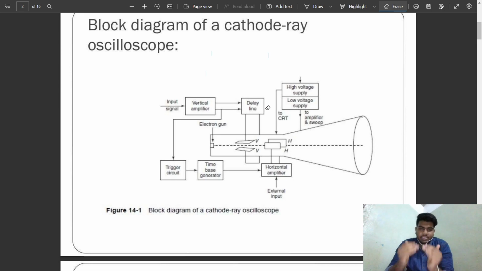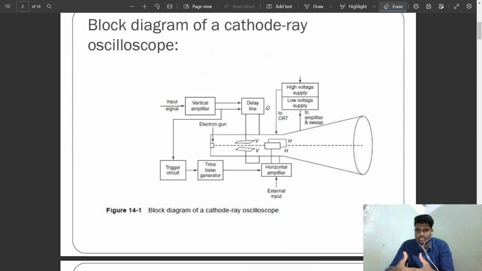Next, it is given to the time-base generator. What does a time-base generator do? It produces a sawtooth waveform, which, combined with the input from the vertical amplifier through the trigger circuit, we are able to generate a horizontal signal. I won't say horizontal amplified signal, but a horizontal signal, which is then amplified and given as the charge to the plate.